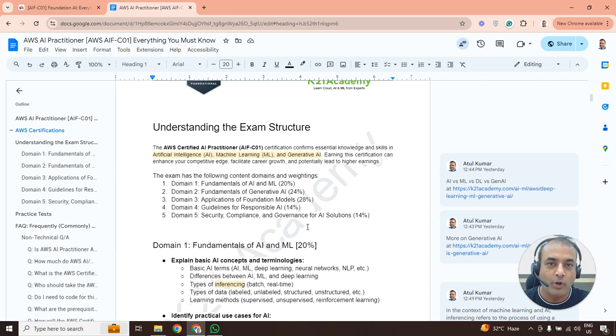Domain 4 is all about guidelines for responsible AI, which is 14%. And then security, governance, and compliance of AI solutions is around 14% of this exam topic.